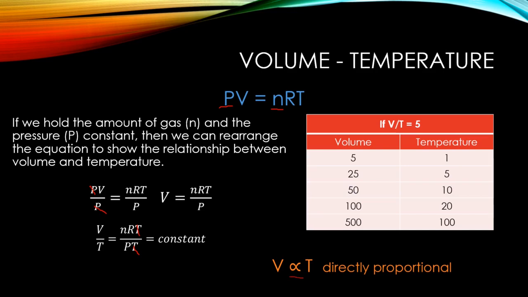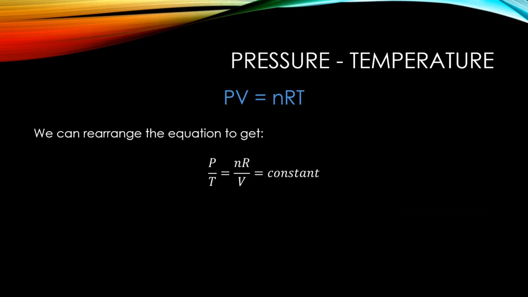This little sign here is the proportionality sign. If you see that between two symbols, that means that they are directly proportional. If one increases, the other must increase, and if one decreases, the other must decrease.